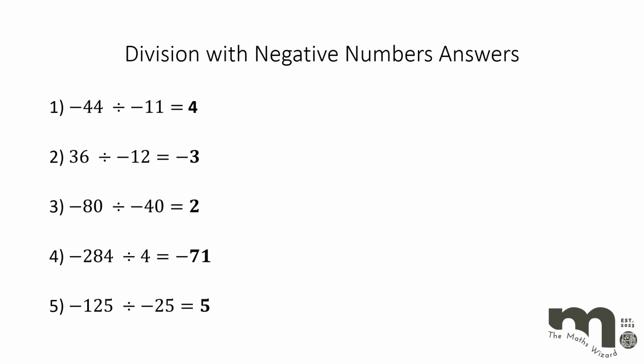Okay, so here are your answers to these questions. Remember, a negative divided by a negative will always give us a positive, but a positive divided by a negative or a negative divided by a positive will always give us a negative answer. So the key thing with multiplication and division is that when they're different, you will always get a negative answer.